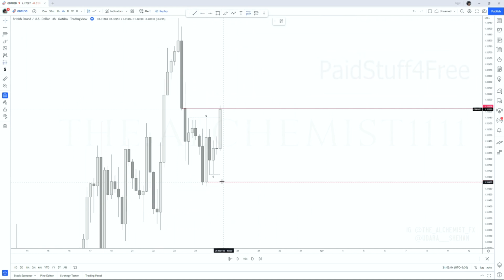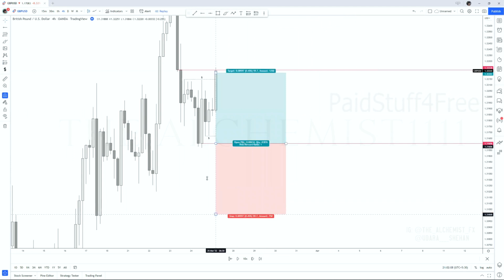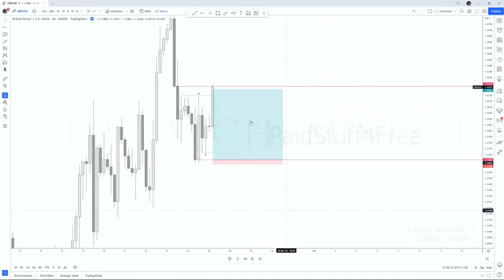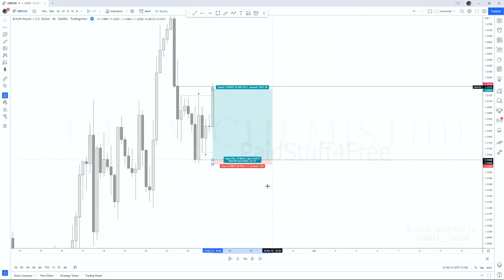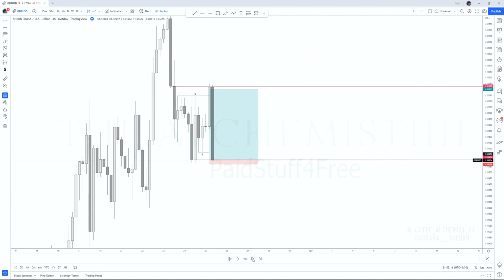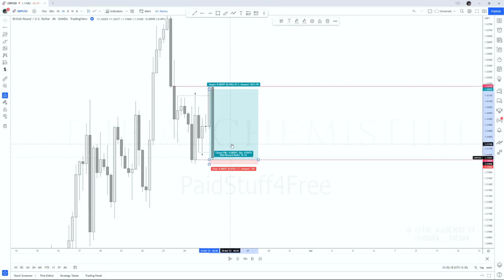Look at this. We can buy it right here. We can have our stop loss below the strong low. Look at 3.7 pips. And what happens? There comes the drop, right into this one.